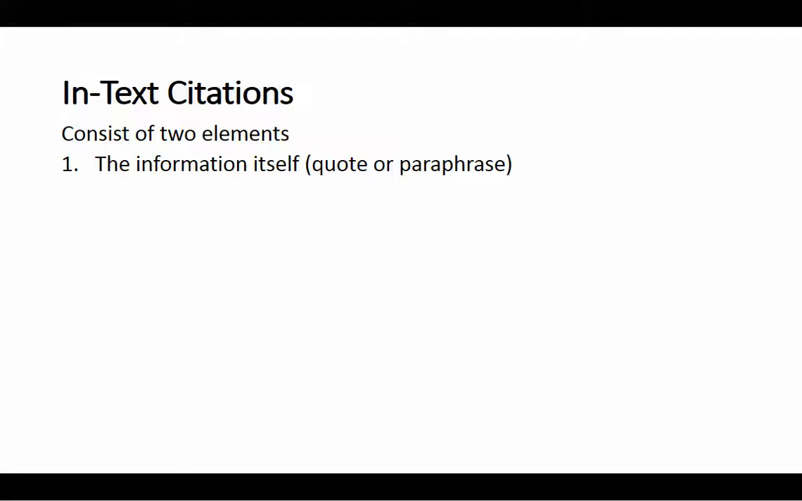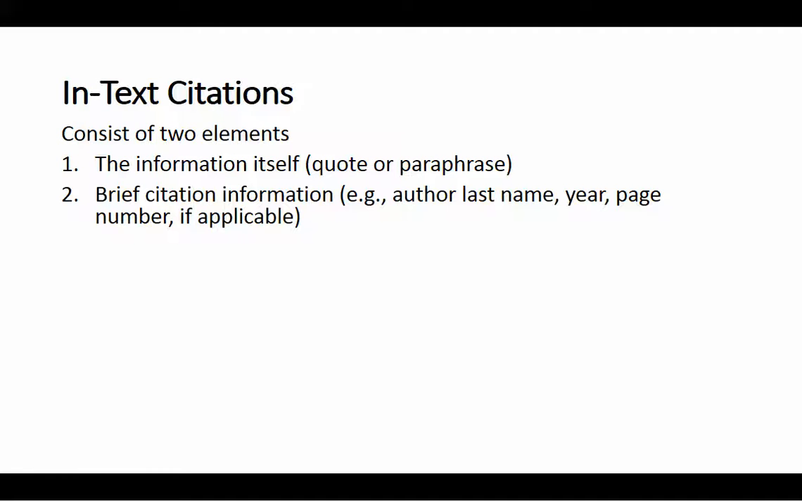The first is the information itself, either a direct quote or a paraphrase, and we'll talk about paraphrasing in a subsequent video. And then the second part is that brief citation information: the author's last name, the year, and if applicable, the page number. Now, within that, there are two ways to create an in-text citation. The first is to simply have the information, for example, a direct quote, and then immediately following that quote in the text, in parentheses, put that citation information.